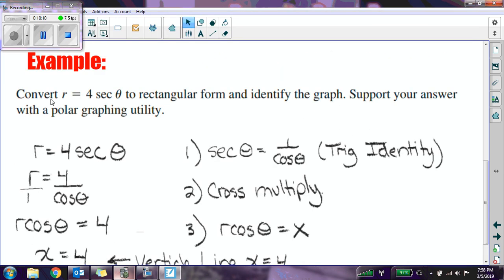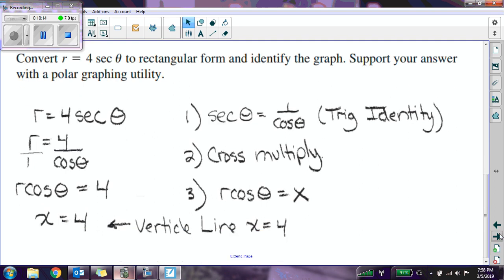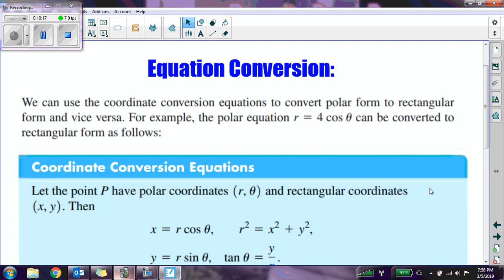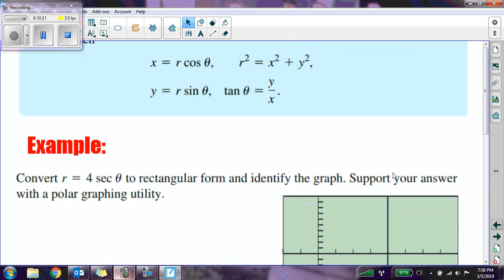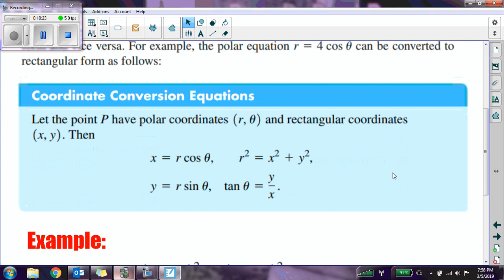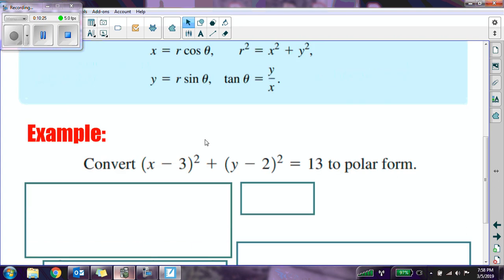So we looked at how we can go between polar equations and rectangular equations. Let's break this up. That was our graph we just looked at. Now let's go from a rectangular equation to a polar equation.